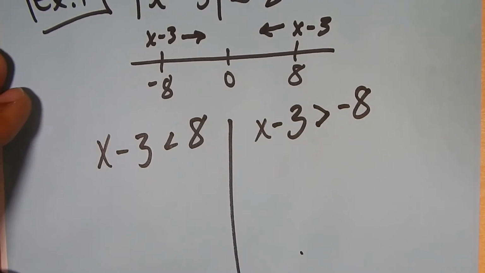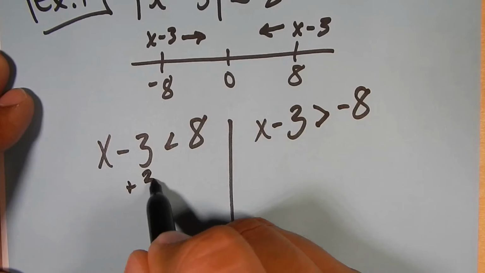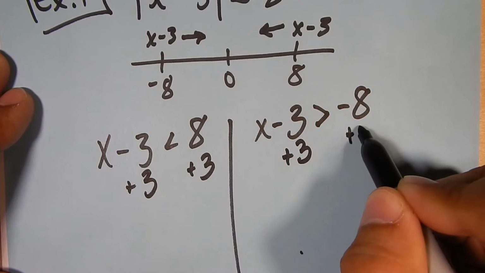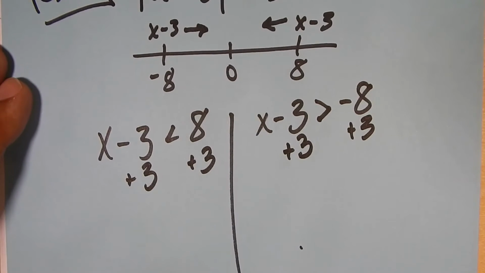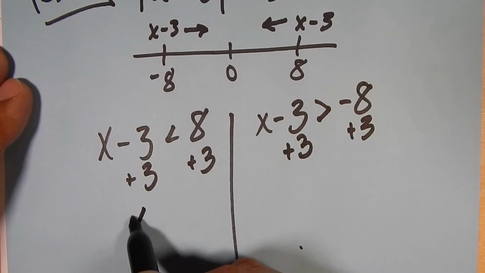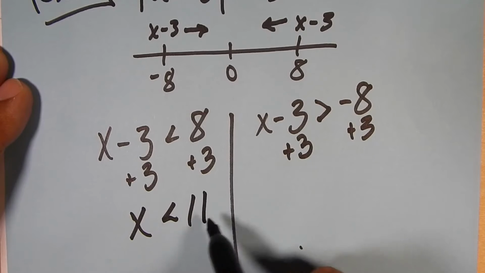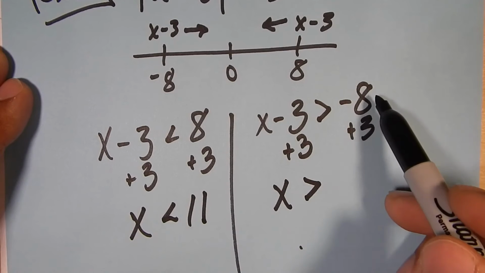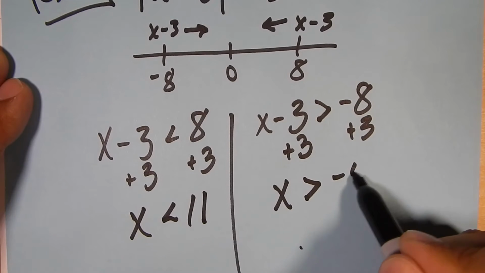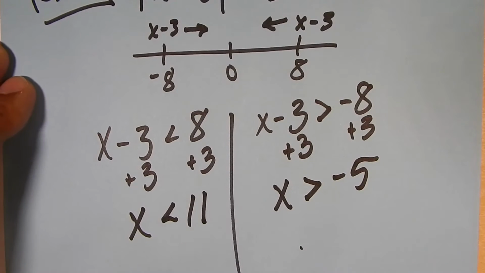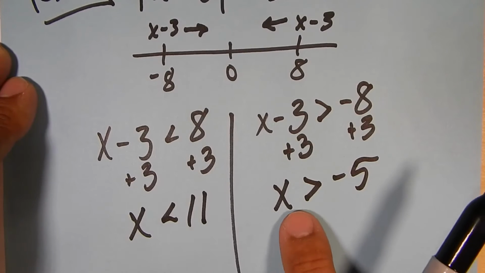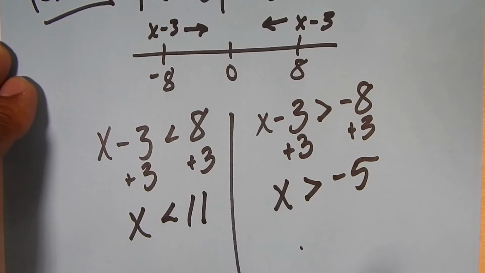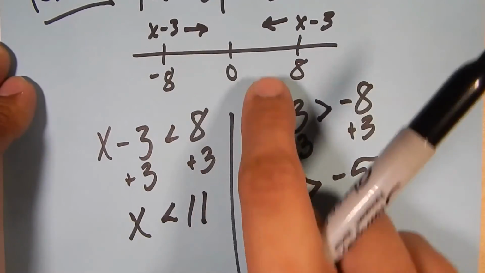Now, we can solve these. So we're going to add 3. And the steps are the same all the way across, so we can just sort of batch them out. So we have x is less than 11, and x is greater than, so we have negative 8 plus 3, that's going to be a negative 5. So as long as we pick values that are greater than negative 5 and less than 11, we'll have something that works. So some value in between here.